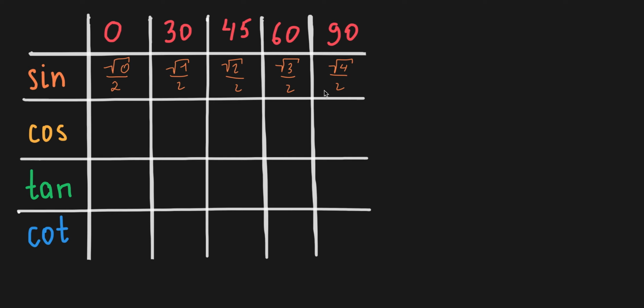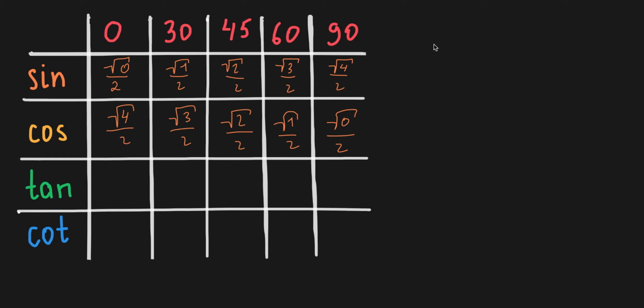So that's sine. For cosine, it's the exact same thing. So square root over 2, that's for everything here. But for cosine, you're going to go the other way. So you're going to go down from 4 to 0. So this is 4, this is 3, this is 2, this is 1, and this is 0.